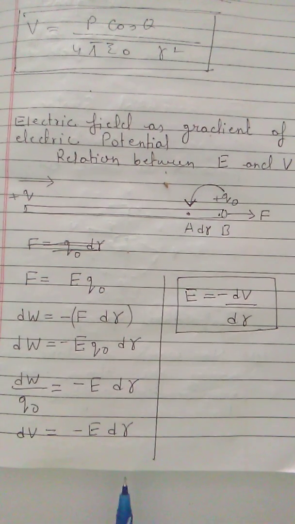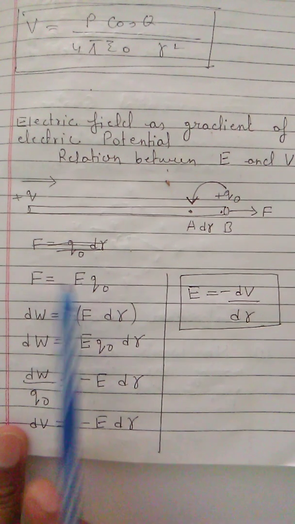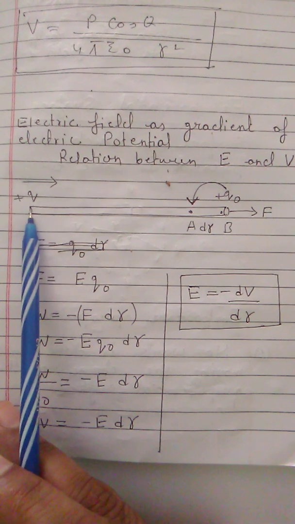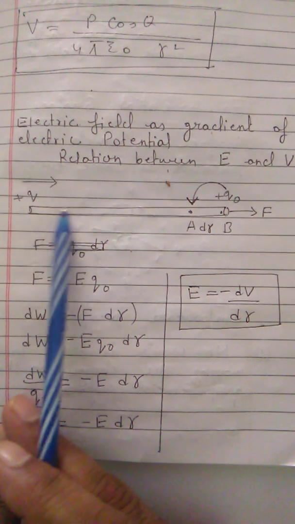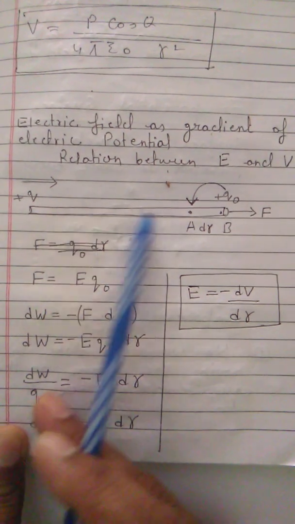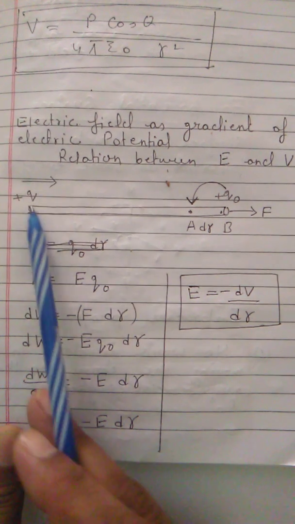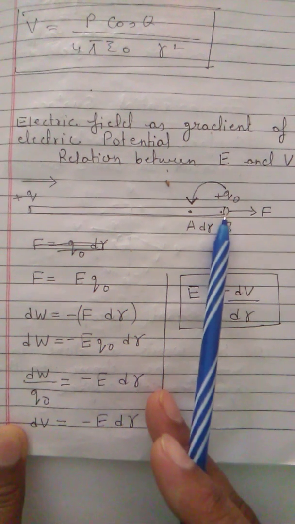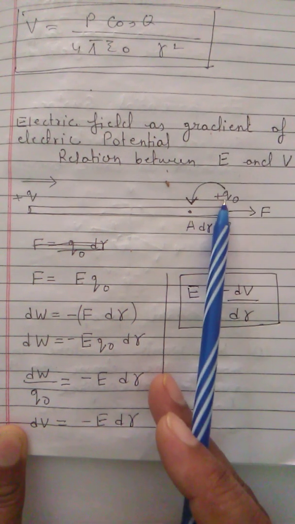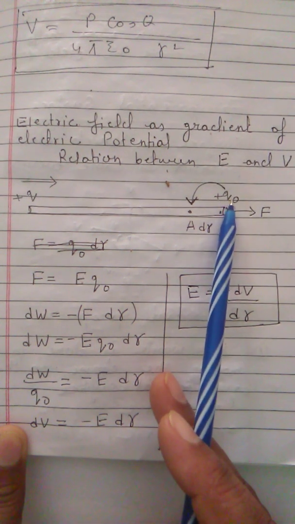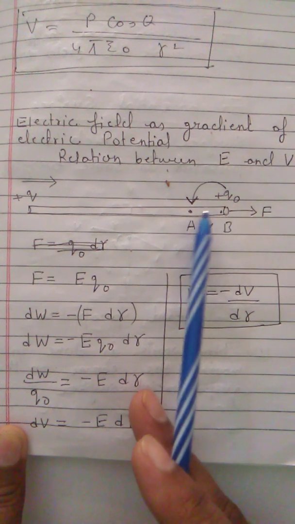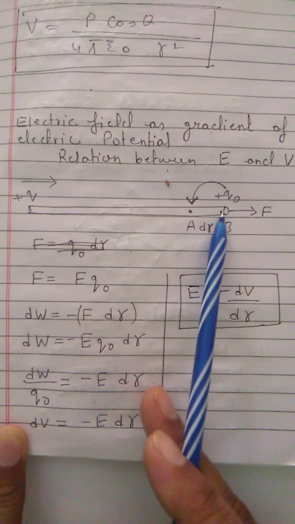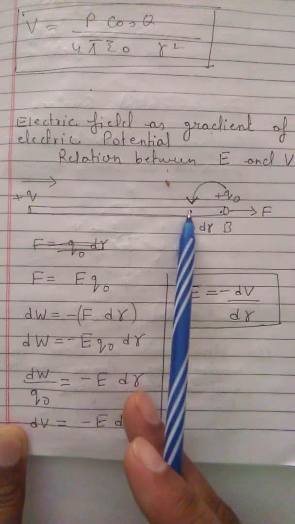Now for this, what we have done, we have taken a charge plus q. This is the charge plus q, and the electric field is created because of this plus q. Say the direction of the electric field is away from plus q. Now let us suppose we are having another charge plus q0, and we are moving this charge from point B to point A.